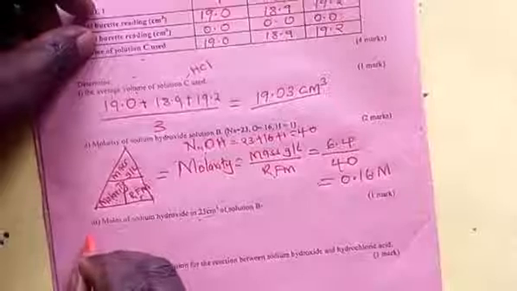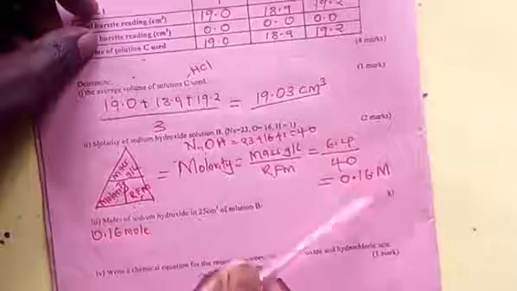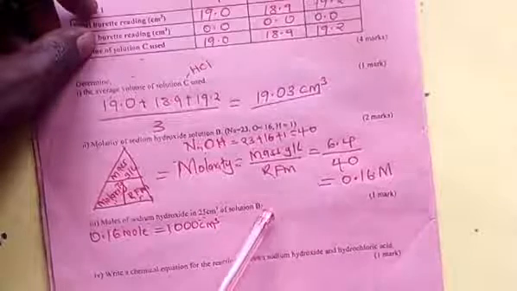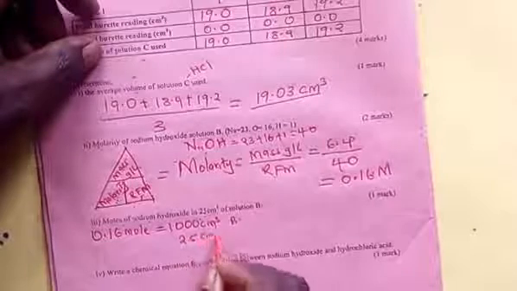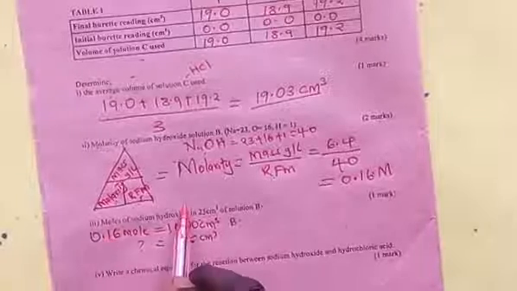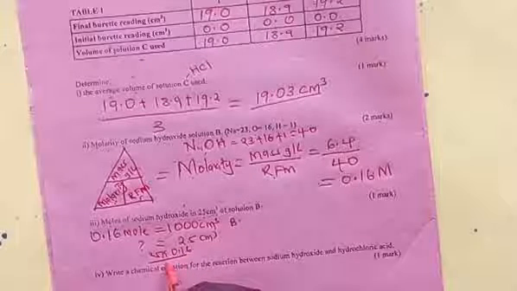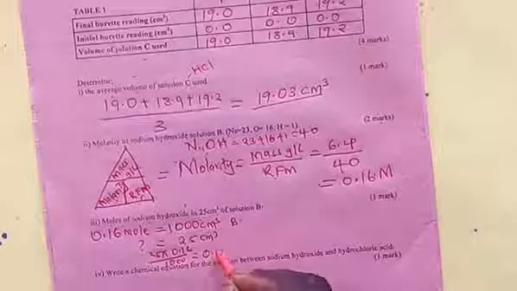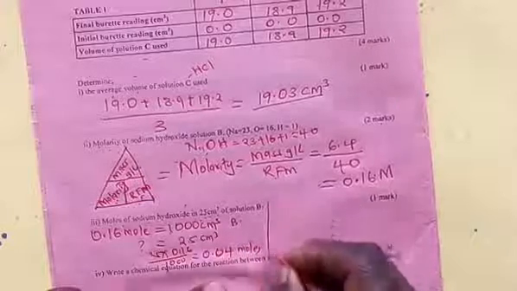So you say 0.16 is the number of moles. This is molarity, the number of moles in 1,000 centimeters cube of solution B. So what about 25 centimeters cube? What will it be? So this times this divided by this: 25 times 0.16 divided by 1,000, which will give you 0.04 moles. But if you find that difficult, let me give you a formula.